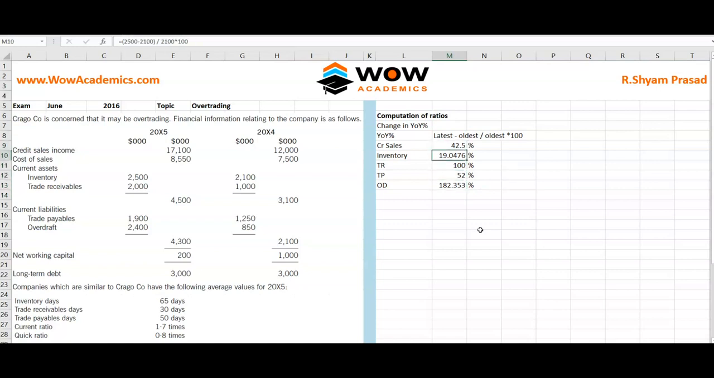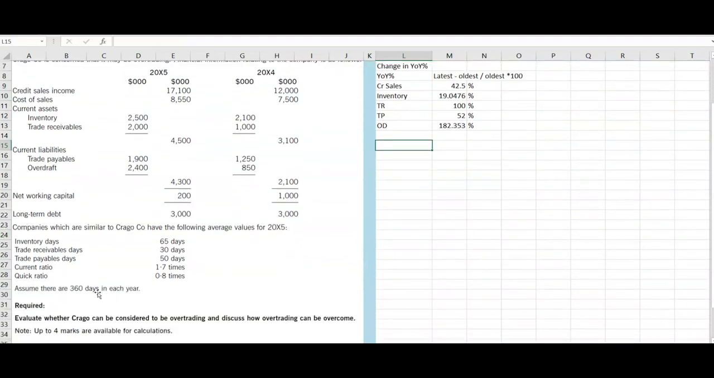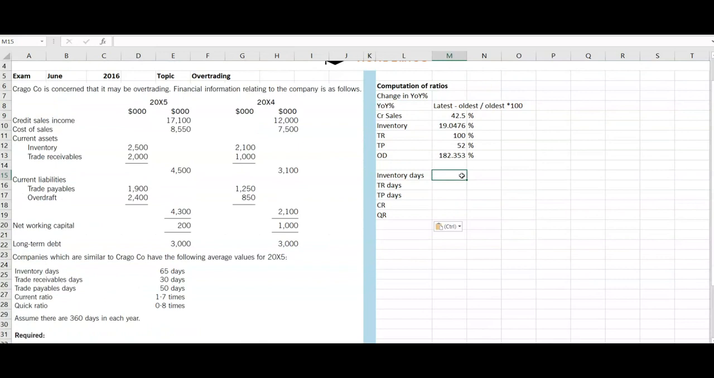So we got the answers for these, and before commenting on them, we'll also work out some other ratios. If the question has given you some ratios, you have to calculate those ratios. So we'll calculate these ratios. So in terms of days, we have to calculate. So what is our formula here? So our formula will be like this. So we'll work out the number here.